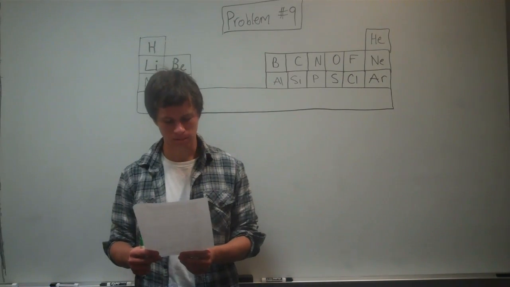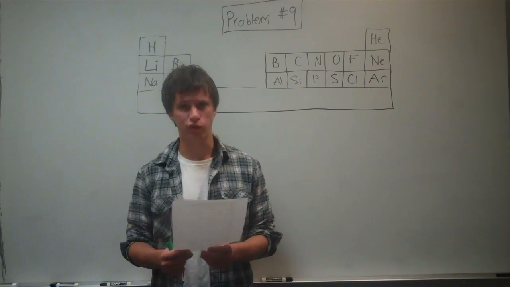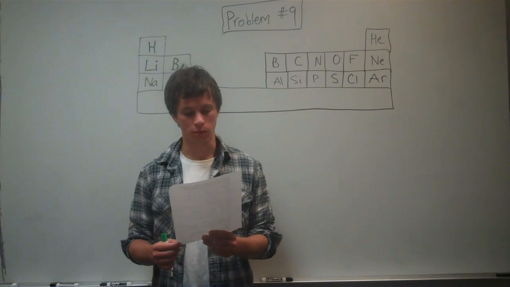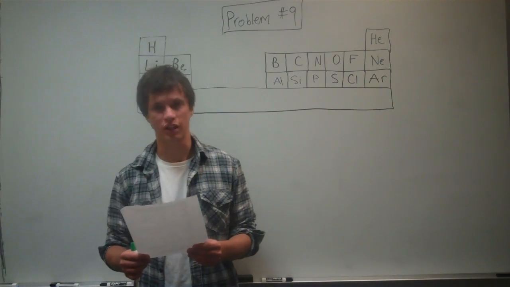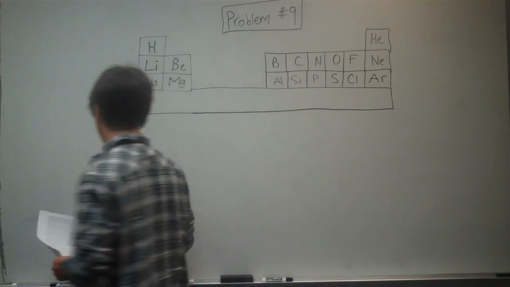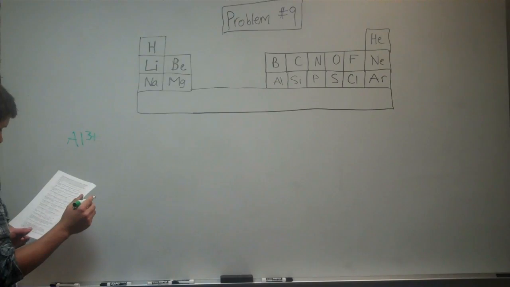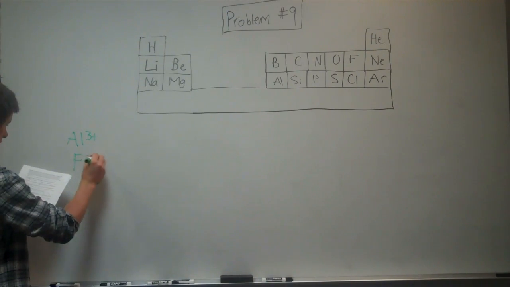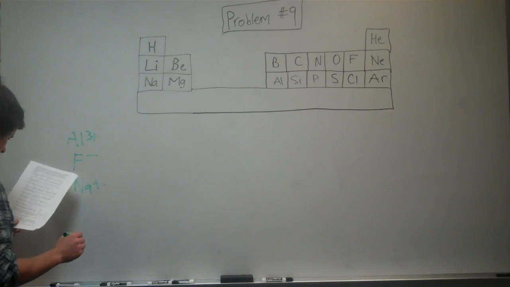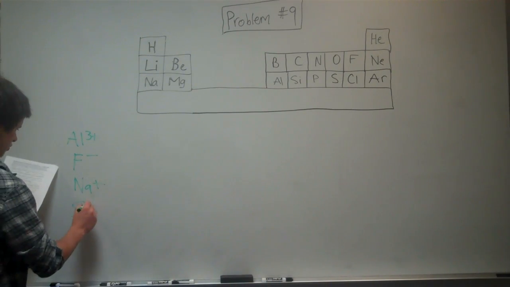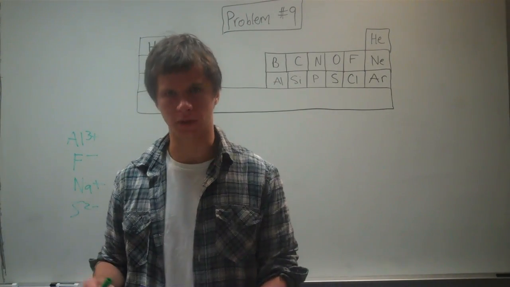Alright, this is problem number 9. It says, arrange the following ions: aluminum 3+, fluorine 1-, sodium 1+, and sulfur 2-, in order of increasing ionic size. Okay, so I'll jot down the ones we need real quick here. So there's Al 3+, F-, Na+, and S2-. Okay, and they want increasing ionic size, so smallest to biggest.